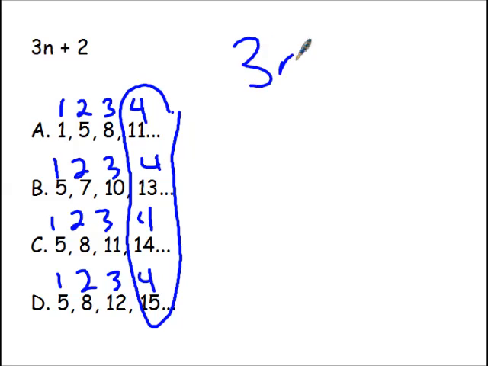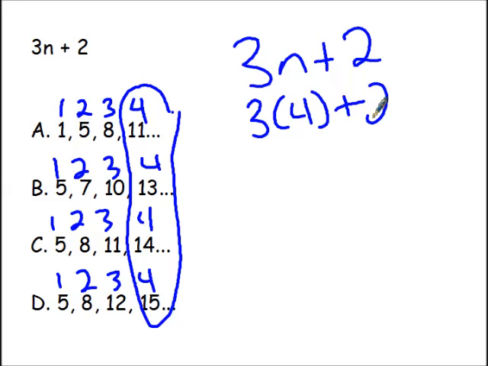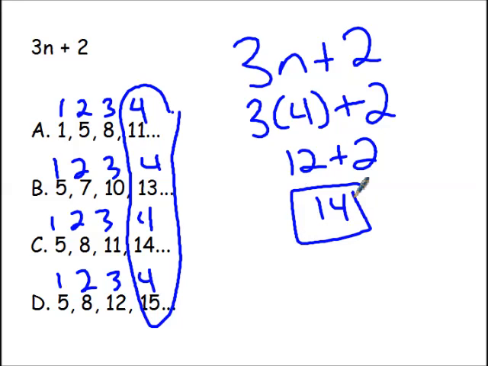So where you have 3n plus 2, I'm taking the fourth position, so I'm going to multiply 3 times 4. 3 times 4 is 12, and 12 plus 2 is 14. And I can see A does not have 14. B does not have 14 for the fourth position. C does, and D does not. So the correct answer would be C. So there are two different ways that you could go about answering that question.